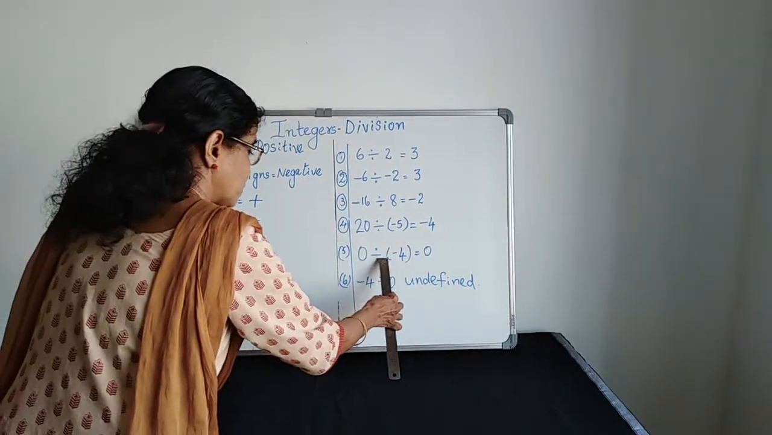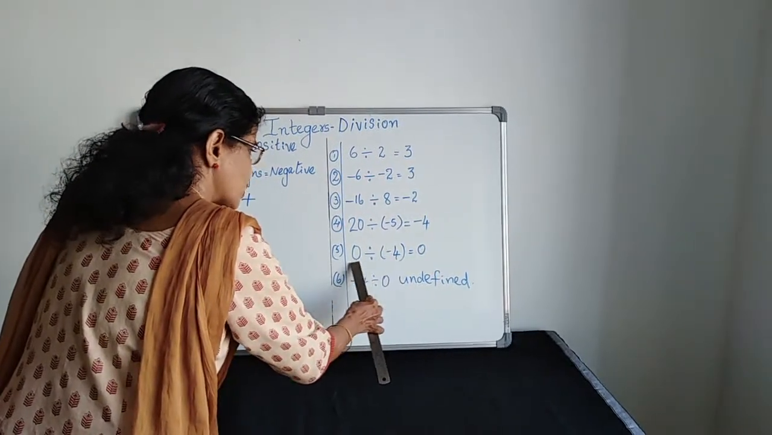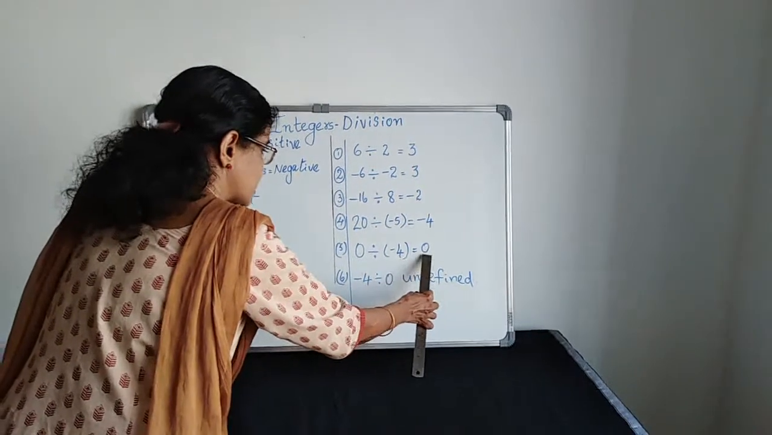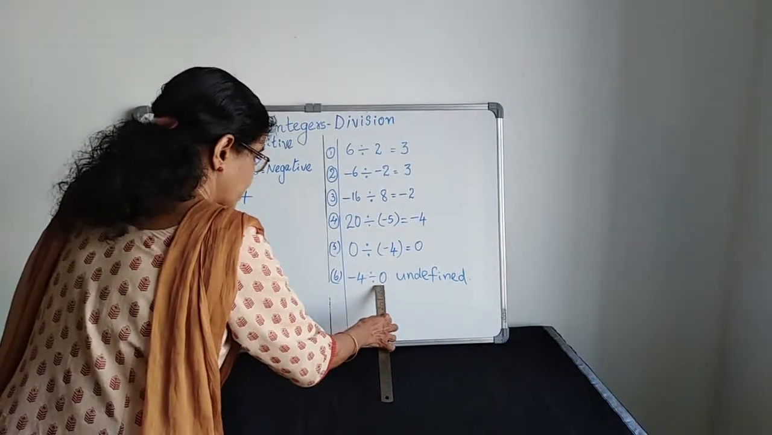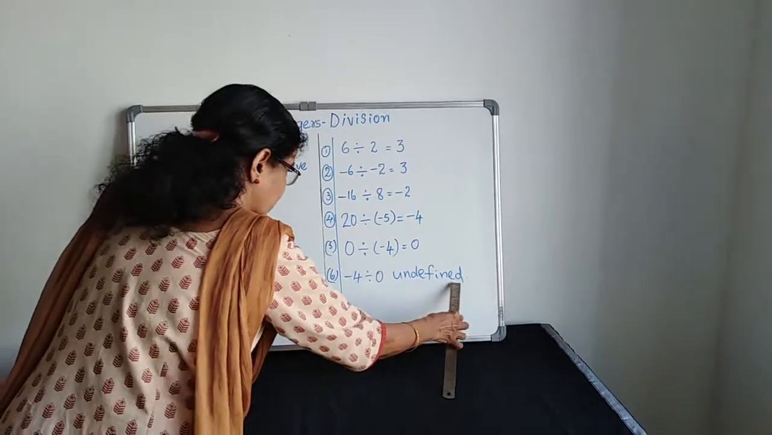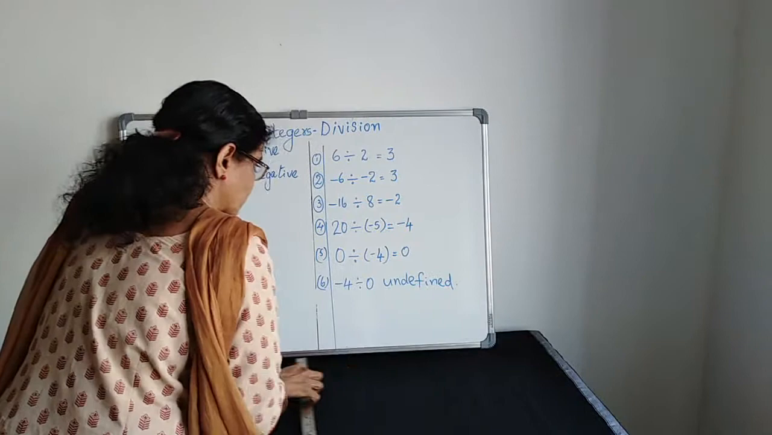0 divided by negative 4. 0 divided by any number, the answer is 0. Negative 4 divided by 0. It is undefined. That means not defined.